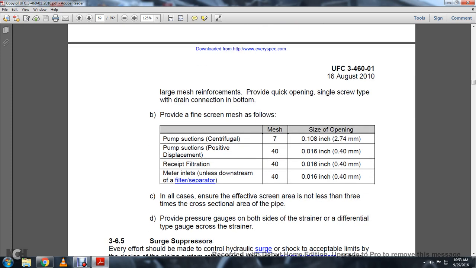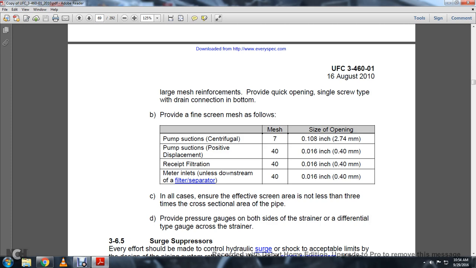B. Provide a fine screen mesh as follows. Pump suction, centrifugal: mesh of 7, which is 0.108 inches. Pump suction, positive displacement: mesh of 40, which is 0.016 inches. Receipt filtration: 40 mesh, 0.016 inches. Meter inlet, upstream and downstream filter separator: mesh of 40, 0.016 inches. In all cases, ensure effective screening.